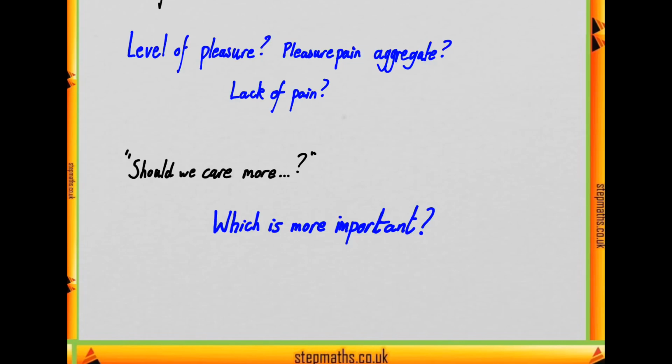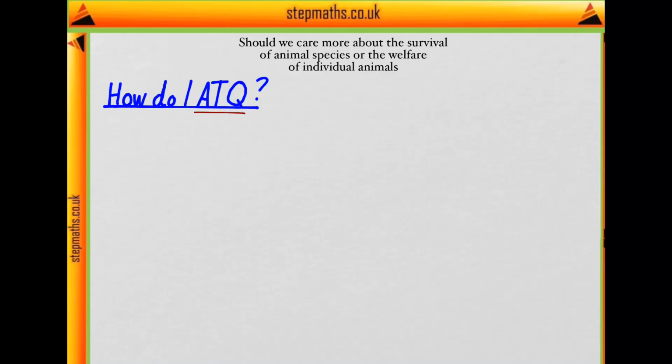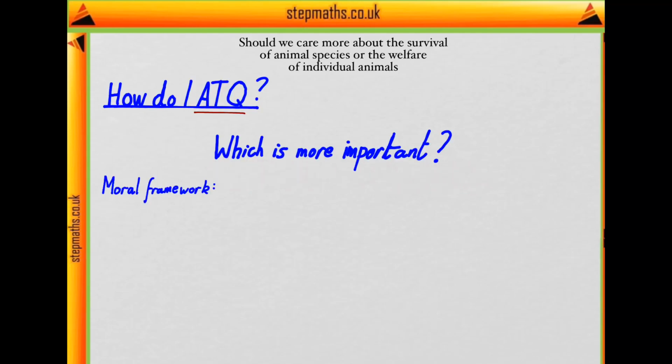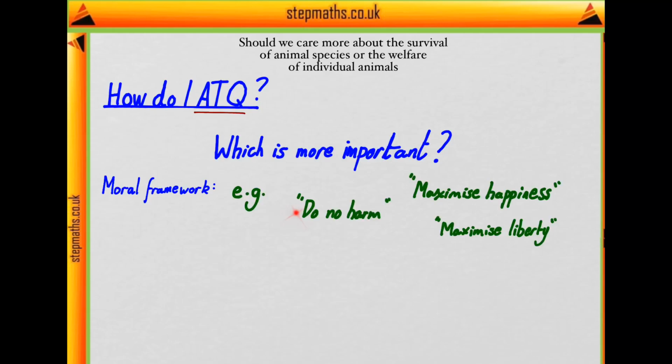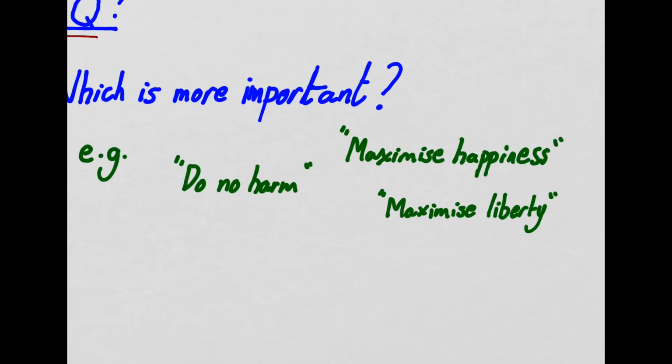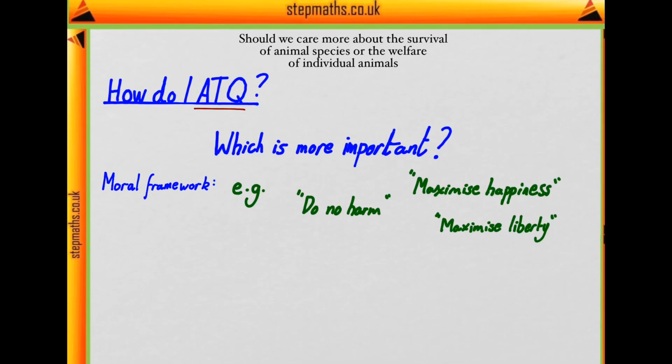Let's get into how to answer the question. So, how do we answer the question? Well, we want to answer which is more important. In order to do this, we need a moral framework to tell us what actually is important. Can you think of any examples of moral frameworks you might use, which say this is something you should do or this is something you shouldn't? Well, you might say do no harm would be one moral framework. You might say maximising happiness would be another, or maximising liberty or freedom would be another.